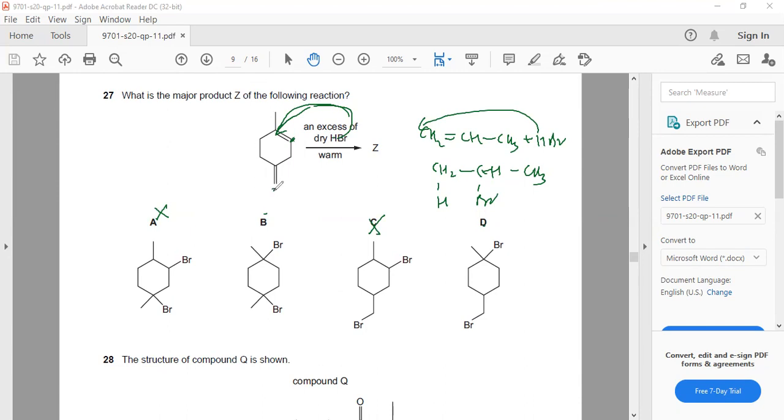Here also the same rule, CH2, CH. Br will go here. So D is also wrong because Br is going here. B is the answer, because H will go to this carbon and Br here. Here also the same thing. H will go here, it will become CH3, and here it will be Br.